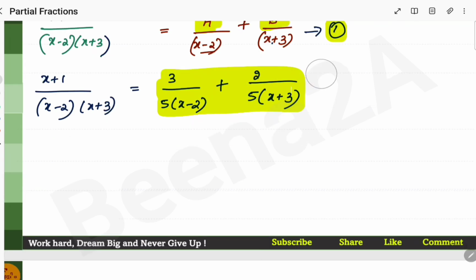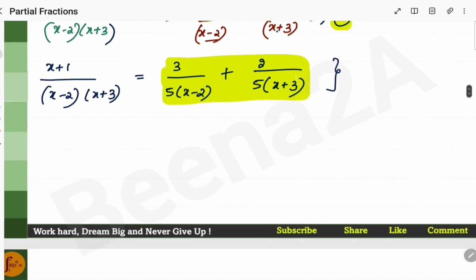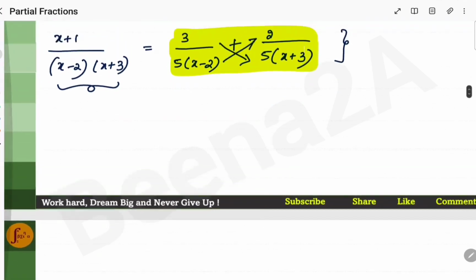Now whatever answer I've got, I can verify if this answer is correct. How do I verify? I can cross multiply here and simplify this. I should get this function back. So let's try it out. This is just to verify if your answer is correct. So we'll cross multiply.